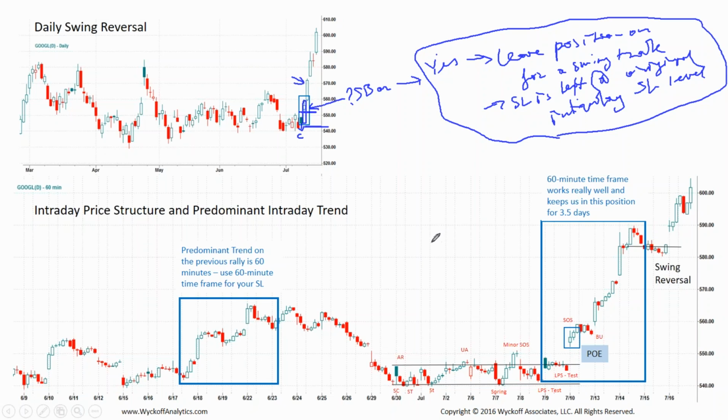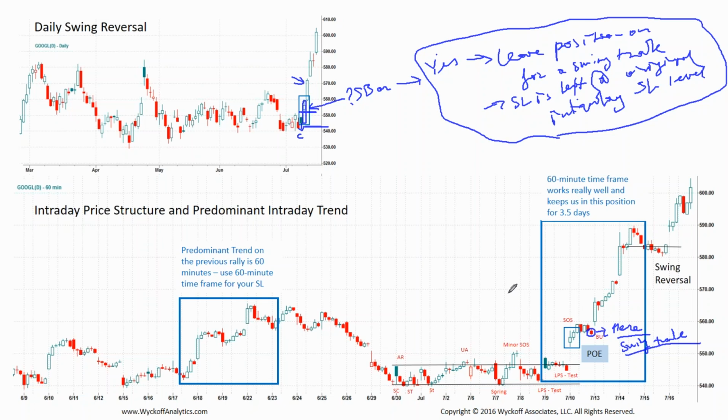Now, one of the ways to think about the stop loss movement is going to be all about the idea of the predominant trend. So how would we define which time frame to use for our stop loss? So let's say that we are here at the end of the day and we decided that we're going to do a swing trade. But we still understand that probably we should have the stop loss on some kind of intraday basis, right? So we want a quick swing and out.